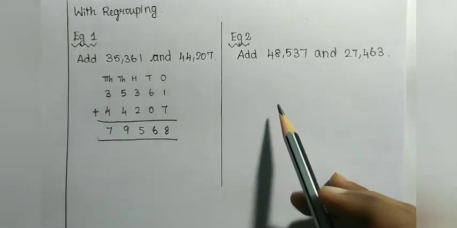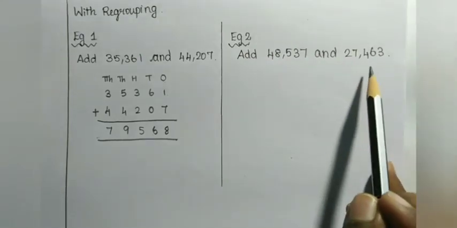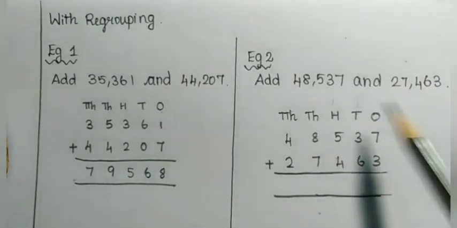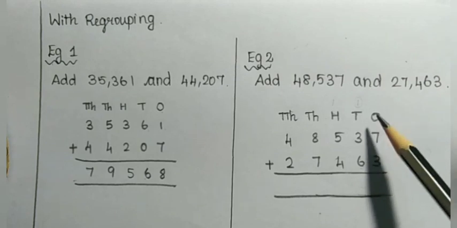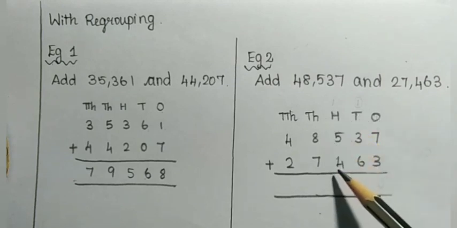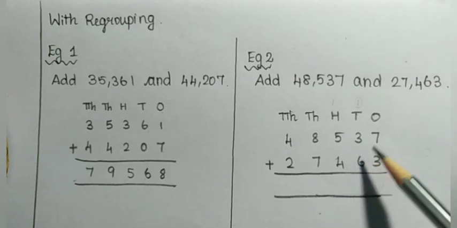In the same way, let us write the numbers in columns for this problem also. So the numbers are written in columns. So while writing, write the numbers according to their place values and leave enough space so that you don't get confused while adding.